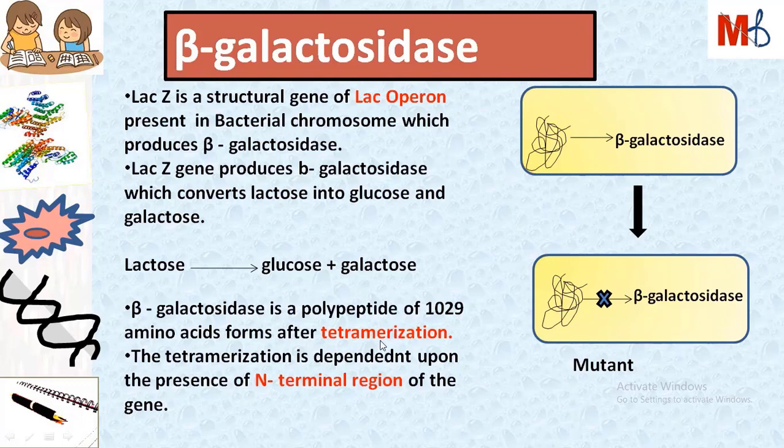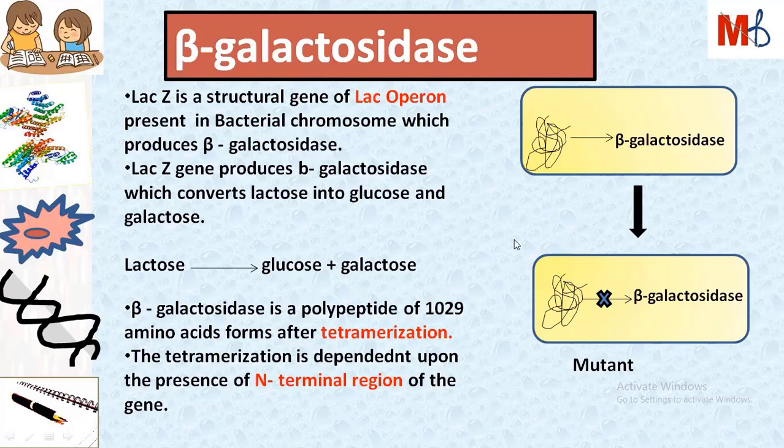So we can see the step of tetramerization is very important here, because after tetramerization the active form of beta-galactosidase enzyme is produced. And this tetramerization is again dependent upon the presence of the N-terminal region of this gene. We will understand this point in my next slide. Suppose the lacZ gene is normal, that means it can produce the active form of this beta-galactosidase. And suppose we delete some part of this gene, suppose we delete the N-terminal region of the beta-galactosidase gene, then it would not be able to produce the beta-galactosidase enzyme.